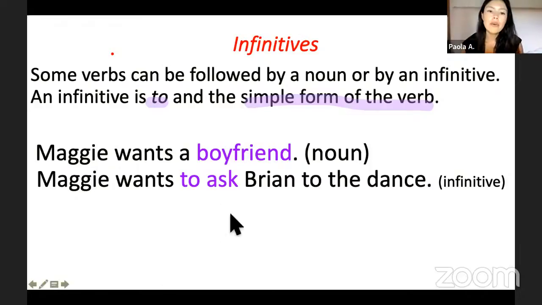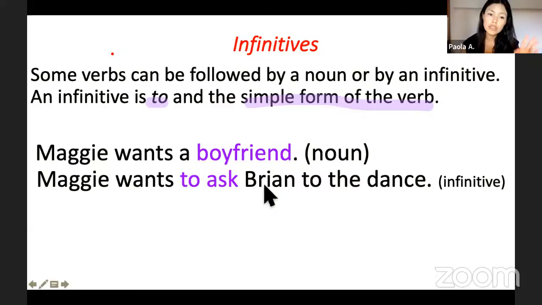So in some situations, we can introduce a person or another thing. There is more than one idea in the sentence. There is more information in the sentence, when we have these two verbs, right? Because this is one verb and then we have another one. She wants to ask. She has two actions in the sentence. It's not just saying she wants a boyfriend, right? She wants to ask this guy to the dance, right?